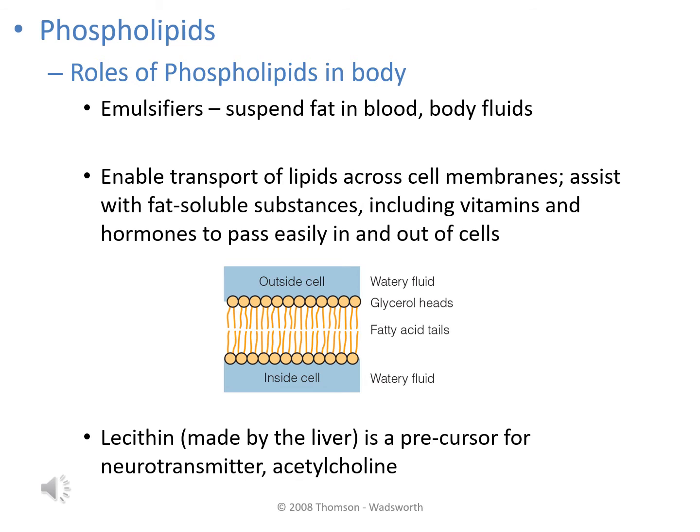Now, lecithin is made in our body. You find it in food, but it's also made in our body, specifically by our liver. And besides just being an emulsifier, it has another important function. It is a precursor for a specific neurotransmitter, which is acetylcholine.